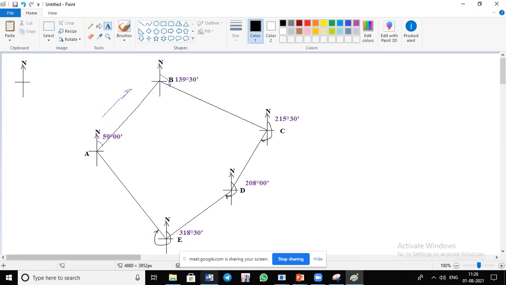And what is the use of this back bearing? Again, you can see here is the angle, one angle there it is.